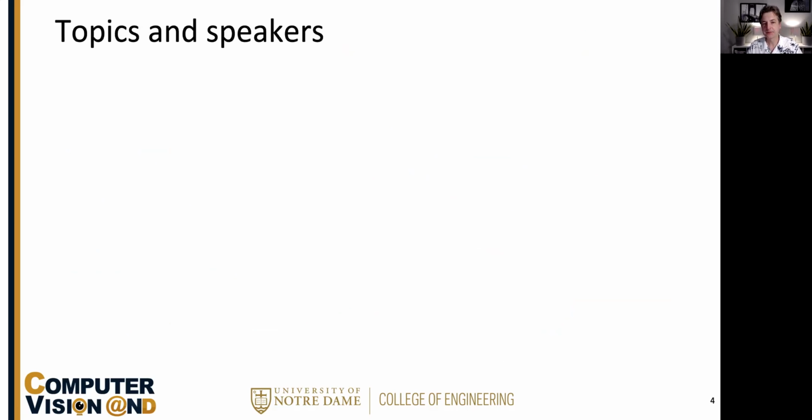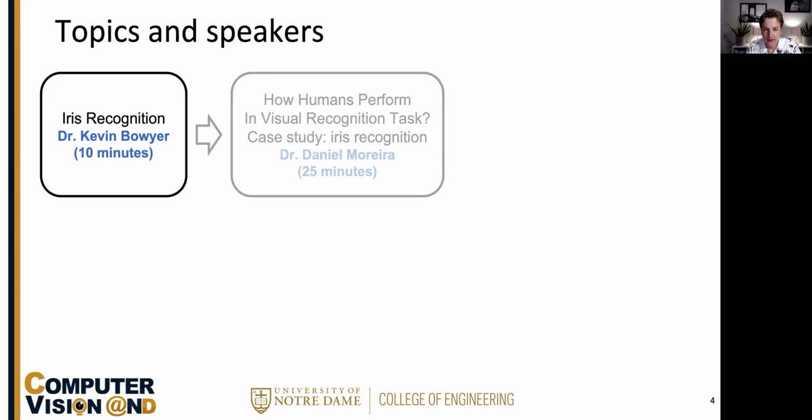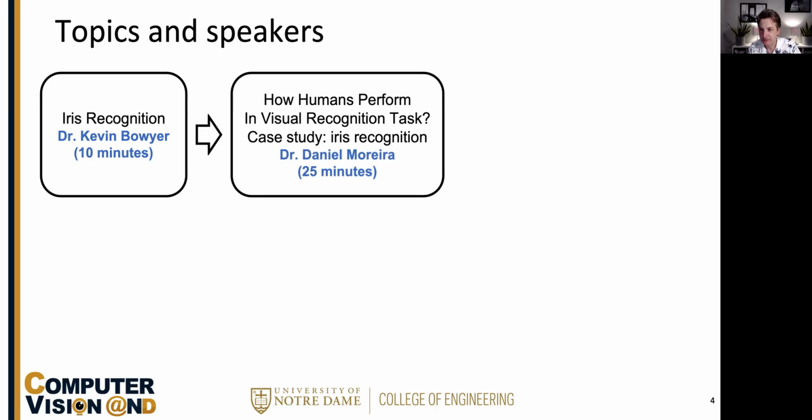And we will have 5 different sections, 4 speakers, but 5 different sections. The first talk will be given by Kevin Bowyer, who will make a nice introduction to iris recognition, just to explain what it is, why it is important, what kind of visual task we're solving there. Then we will switch to Daniel Moreira, who will explain how humans perform in this task. Iris recognition is not something that humans are experts in. We are experts in face recognition, maybe.